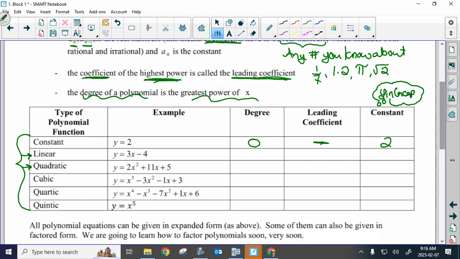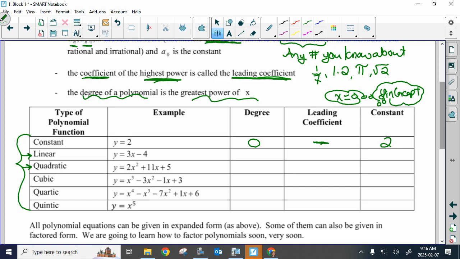Guys, when I say y-intercept, what are you thinking? You should be thinking x equals 0. Okay, if I put a 0 in for this x, it'd be 3 times 0 minus 4. What are we stuck with? The negative 4, right? So when you're dealing with the constant, that's actually your y-intercept.